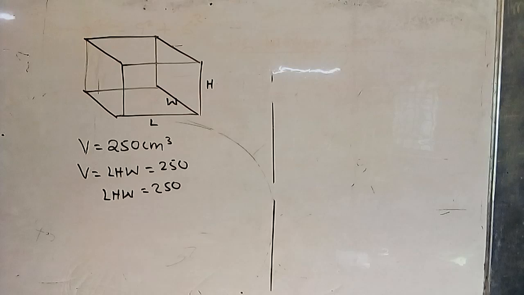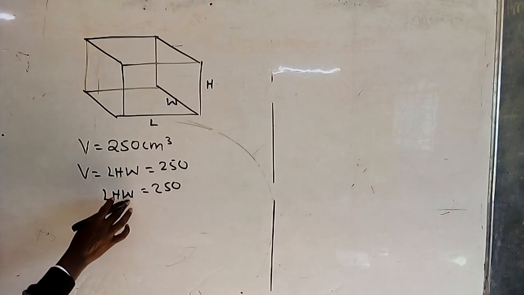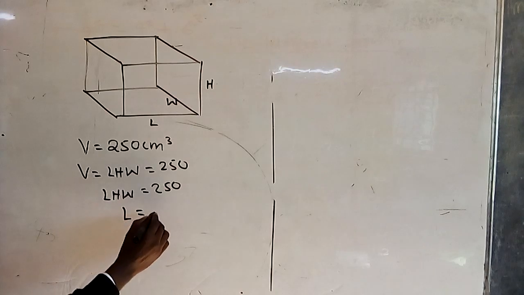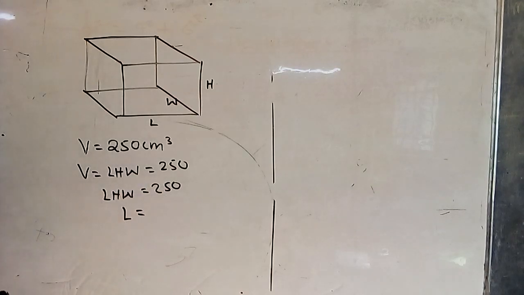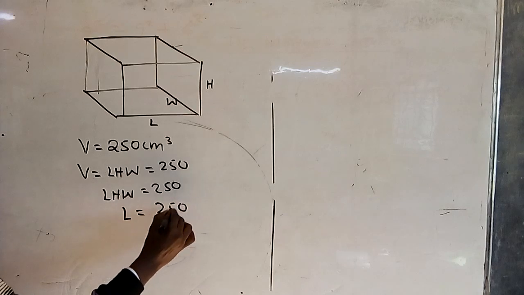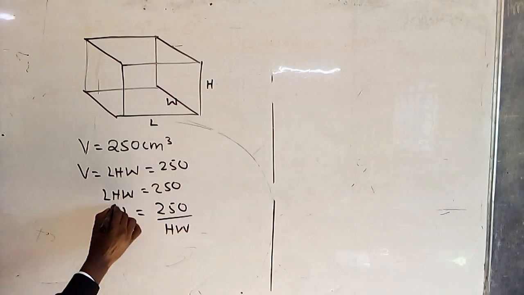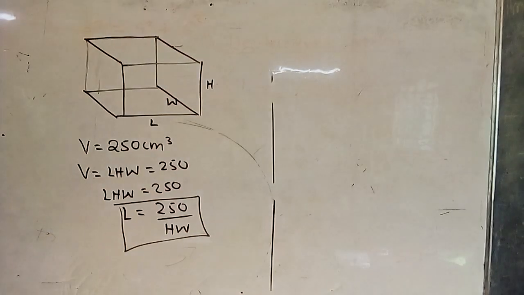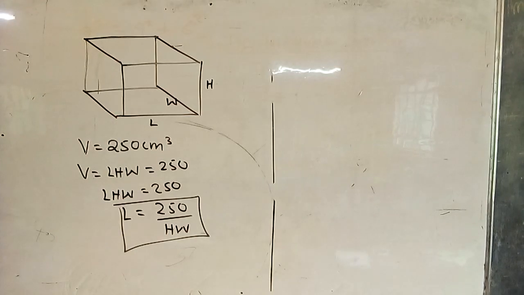From here, when you have length times width times height equal to 250, you can make one of them the subject of the formula so that you have only two variables. If you make length the subject of the formula, you divide both sides by HW, so length is 250 over HW, height and width. Because you've been told to determine the minimum surface area, when you hear the word minimum value, that is the nature of a stationary point, meaning we use the concept of stationary points to determine that minimum surface area. Are we together?